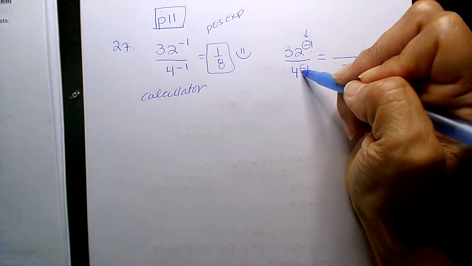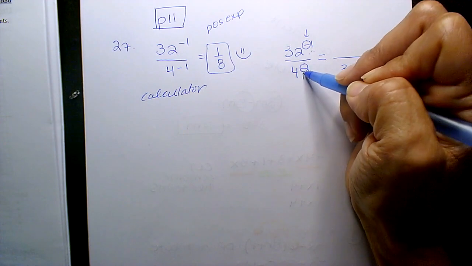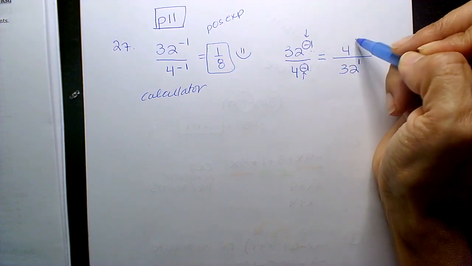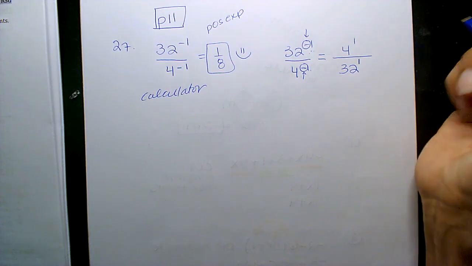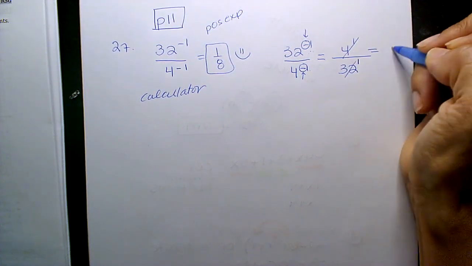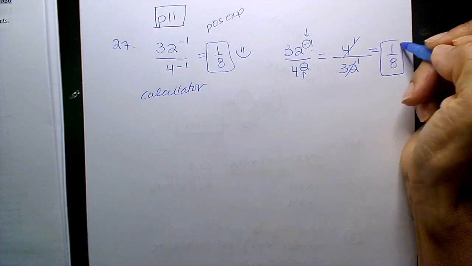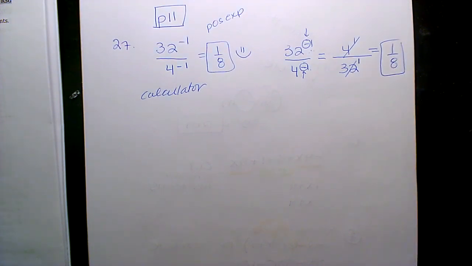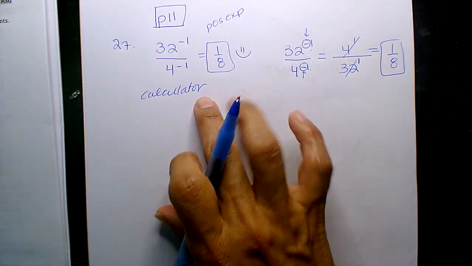This 4 has a negative exponent, so move it. And so 4 to the positive 1. And so what's 4 divided by 32? 8, and you get 1/8. I mean, it's preference, tomato, tomato, however you guys want to do it. Okay, that was page 11.